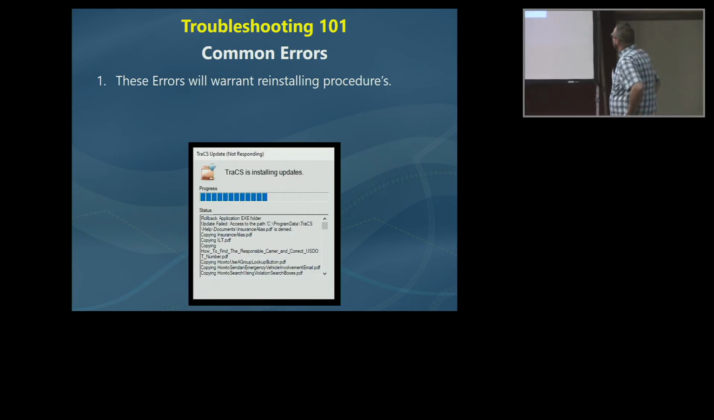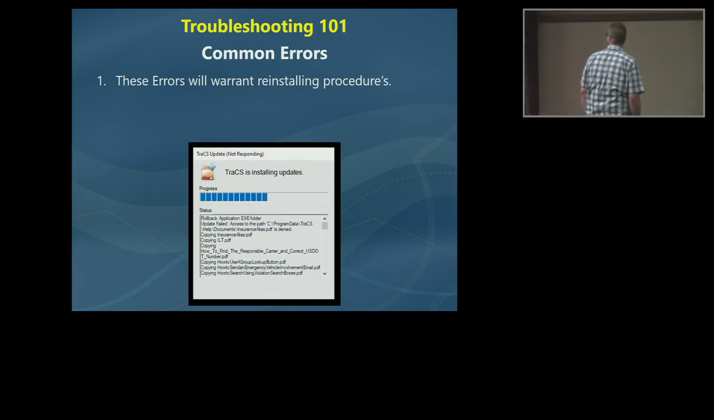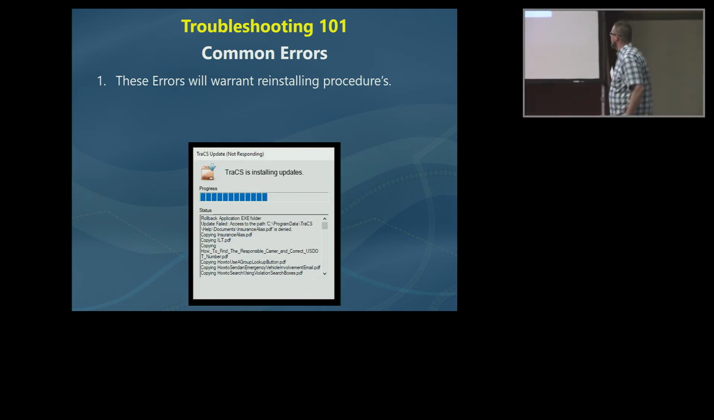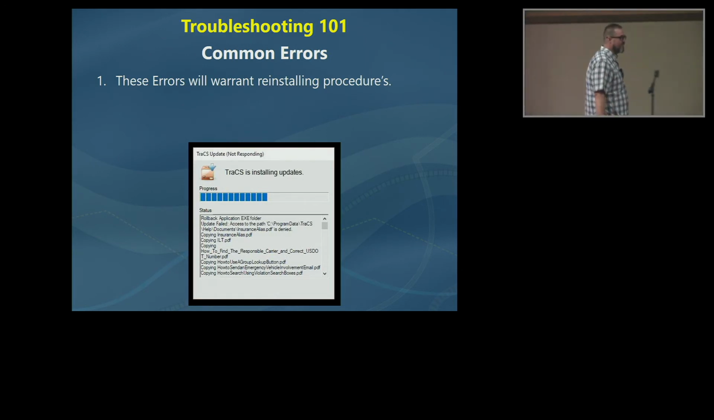All right, so an error like this, it's saying C program data tracks, help, documents, insurance, alias, PDF. So it's basically saying I want to drop a PDF file in this location, and the error is telling us that it's denied. You don't have access to that. Well, I always had access to it before. The machine's been running great, and all of a sudden now it can't.